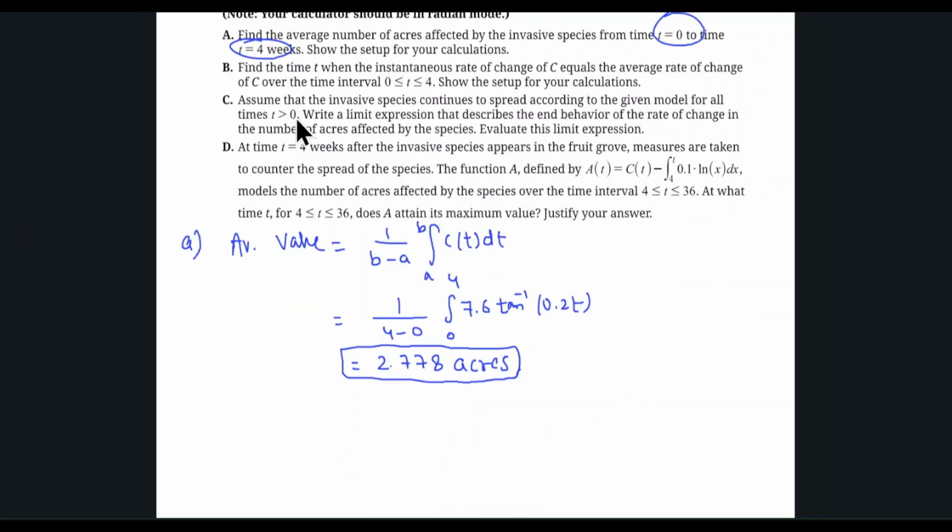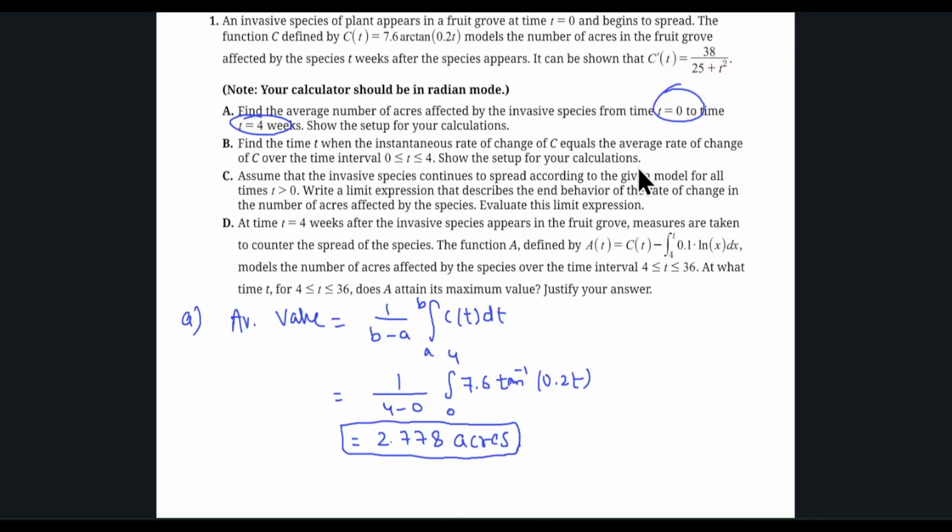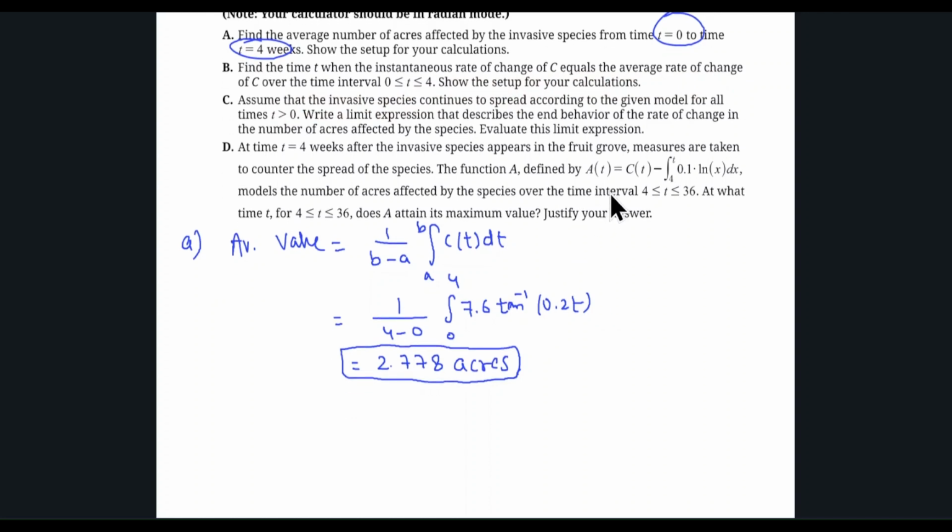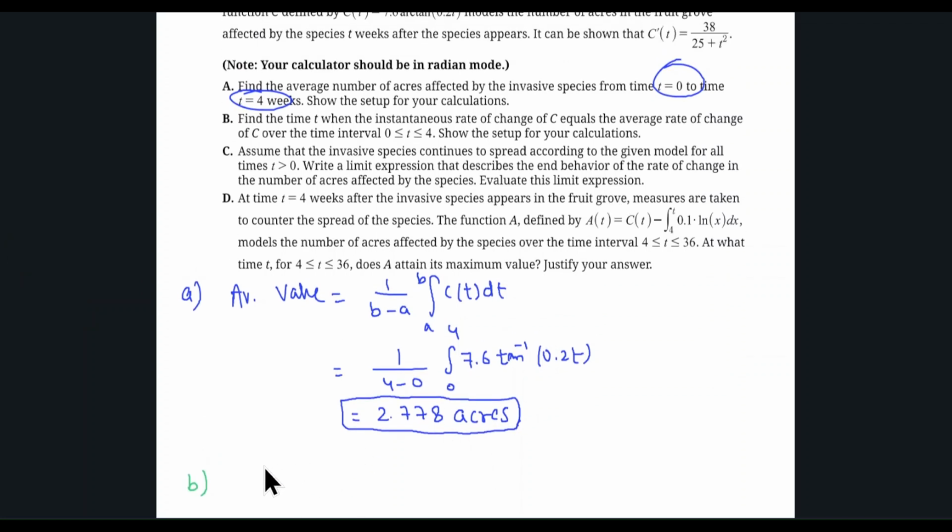The next part says find the time when the instantaneous rate of change, C prime, is equal to the average rate of change. Remember, average rate of change, not the average value. So basically they want when C prime equals the AROC within 0 and 4. So be careful here. The C prime we already know. Its expression is given by 38 over 25 plus t squared, and that is equal to the AROC, which is C of 4 minus C of 0 over 4 minus 0, correct?